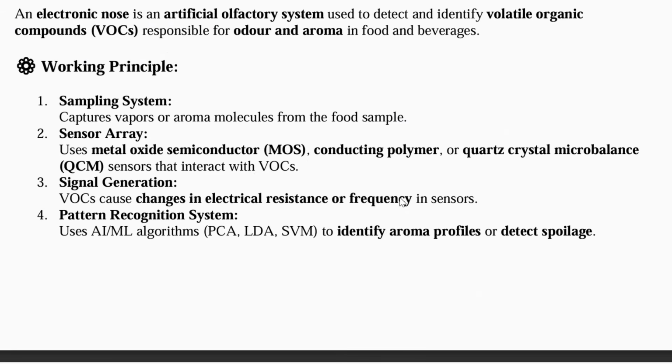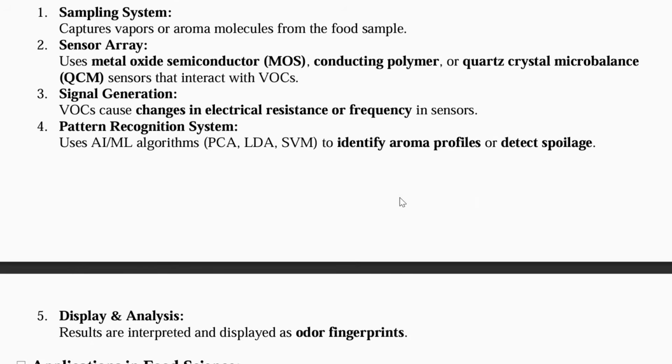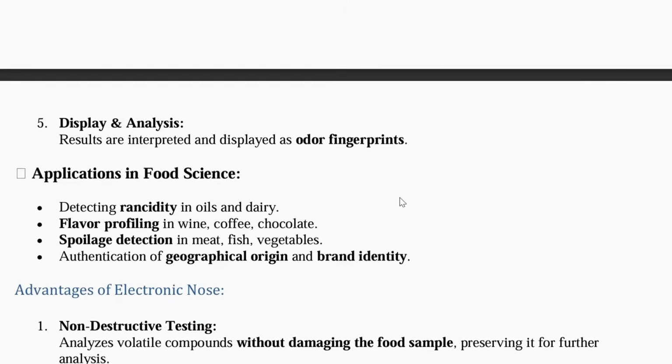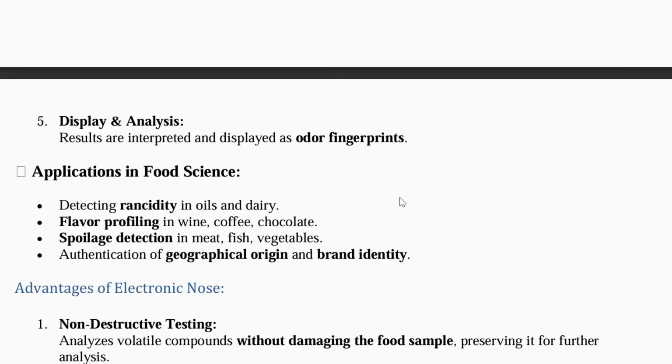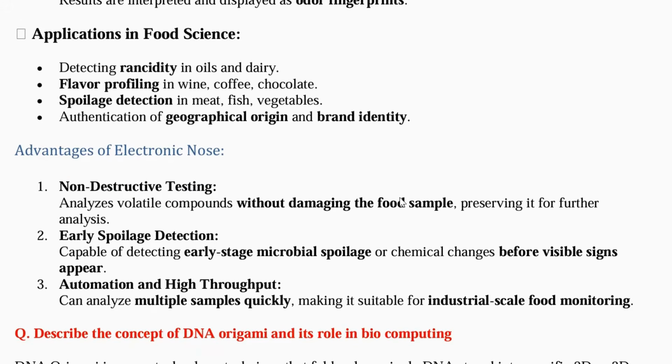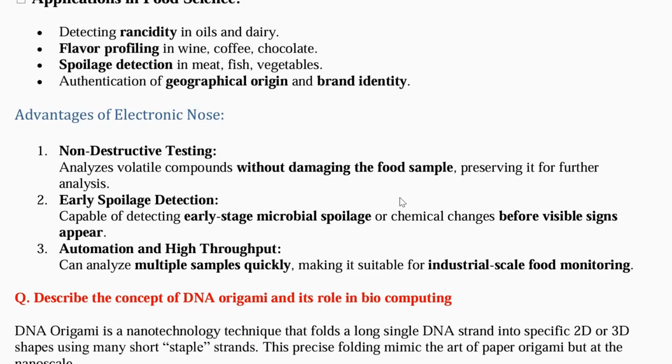Signal generation: VOCs cause changes in the electric resistance or frequency in sensors. Pattern recognition system: we use AI/ML algorithms. Display and analysis: results are interpreted and displayed as odor fingerprints. Applications in flavor profiling, food spoilage detection, geographical origin, and brand identity. Advantages of electronic nose: non-destructive testing, early spoilage detection, automation, and high throughput.